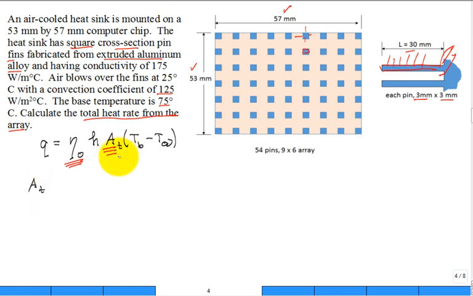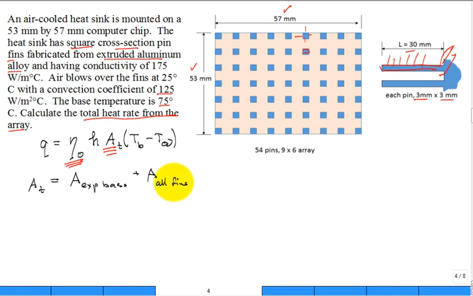Maybe it should be AO for overall, but isn't it the sum of two parts? What is it the sum of? The area of the exposed base, not covered up by any pins, plus the area of all of the fins. Does that equation make sense?